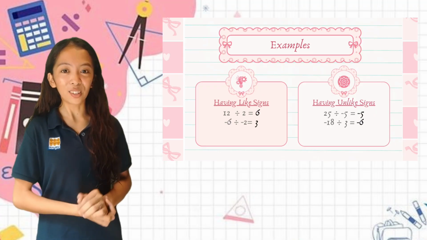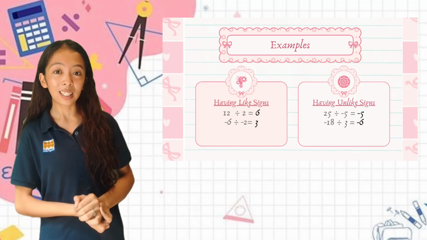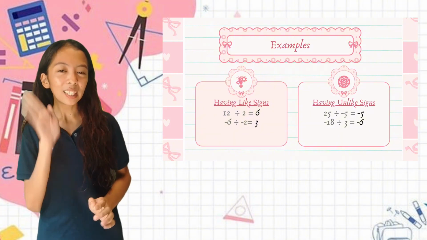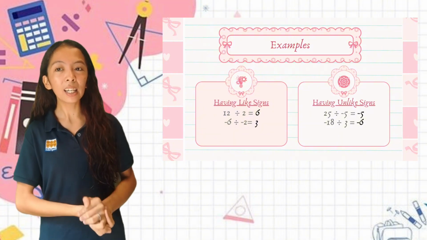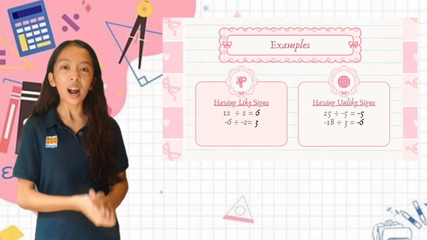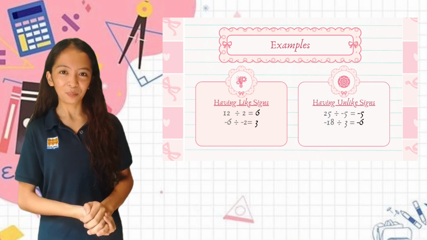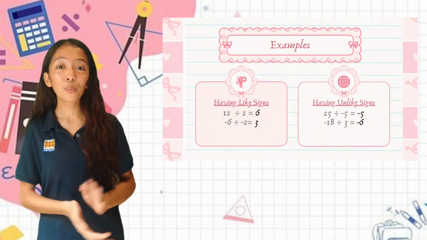Now, let's have another example. Negative 6 divided by negative 6 is? Tell me your answer. Right, the answer is positive 3. Again, both numbers are negative, therefore, our answer is positive. Now, let's move on to dividing numbers with unlike signs.